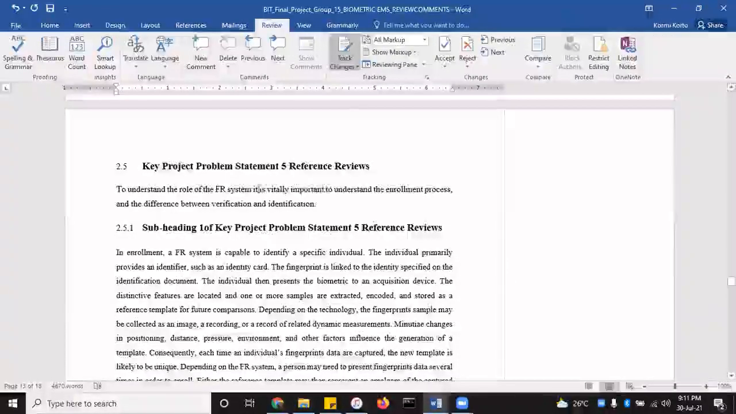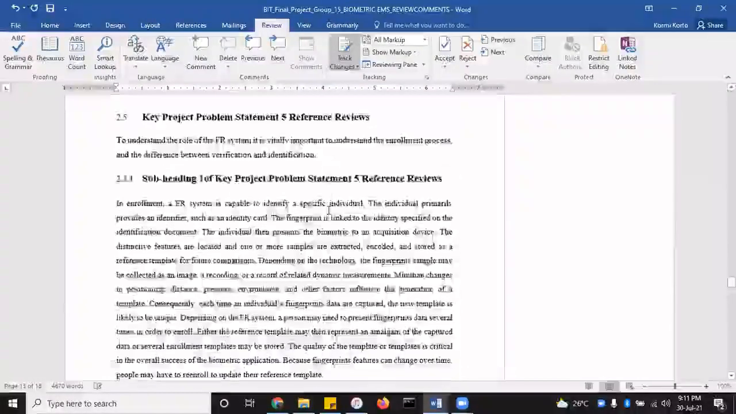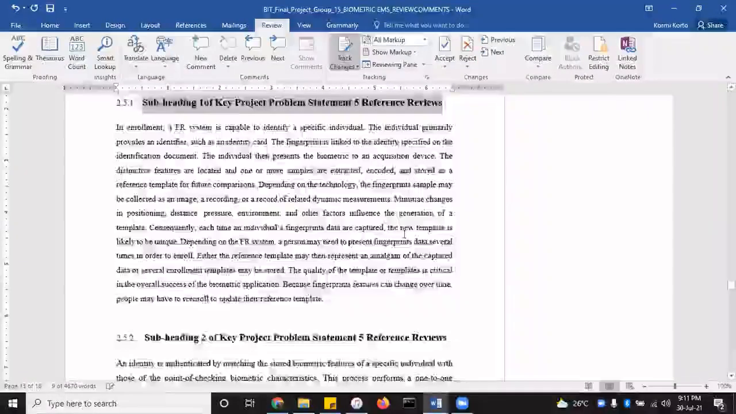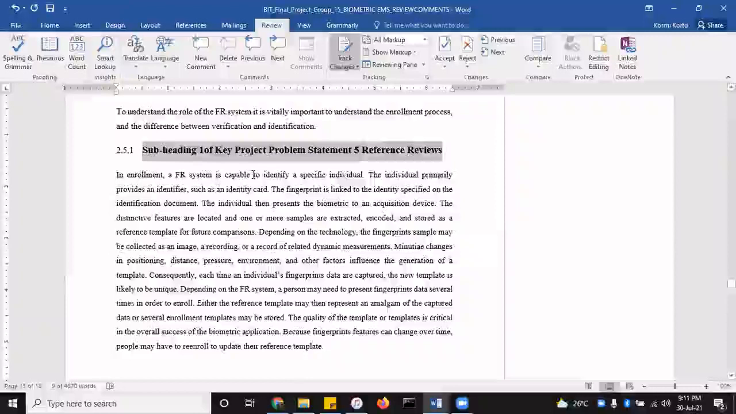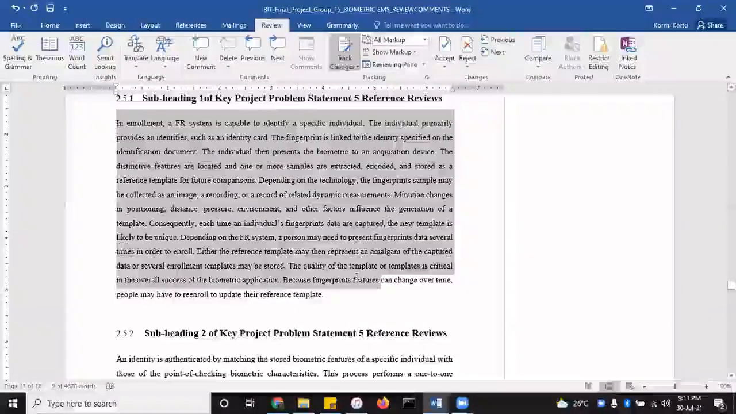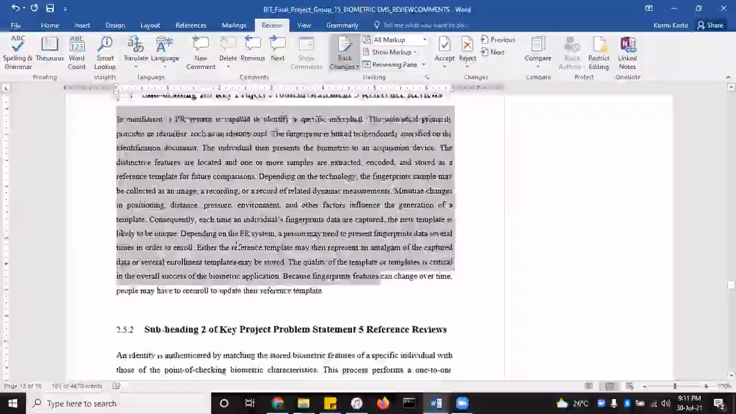Problem statements, okay. To understand the role of our system, it is vitally important to understand the enrollment process and the difference between verification and identification. See, all of this is just terrible, you know? They can't even figure out exactly what he's trying to say. In enrollment, the RF system is capable of identifying a specific individual. So individual, primarily, blah, blah, blah. So I think it's about the security part, the accuracy part. So this talks about the accuracy.